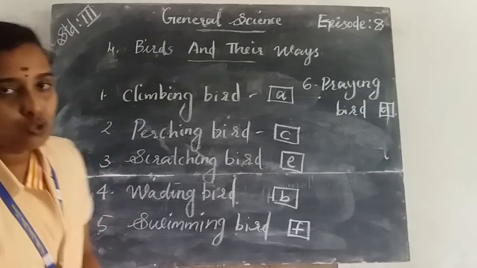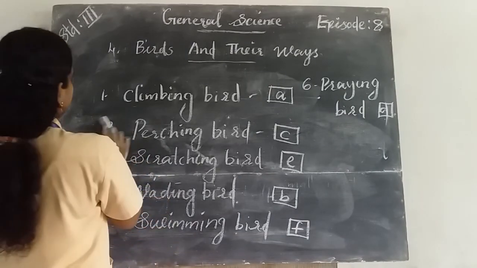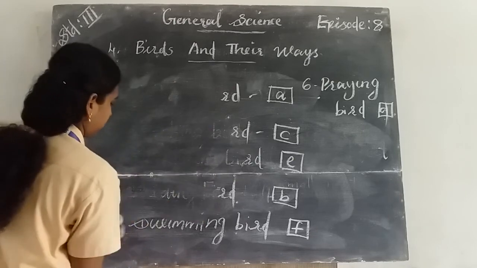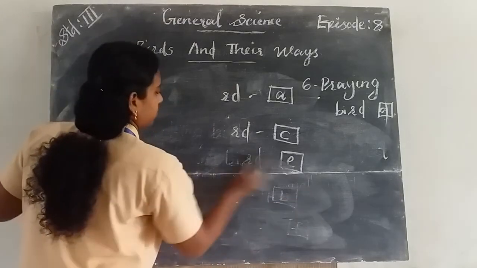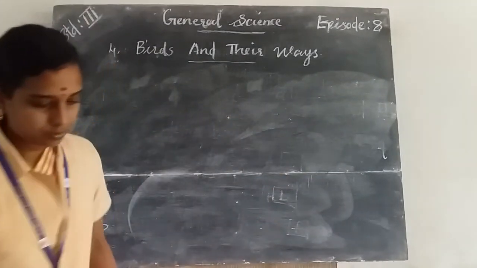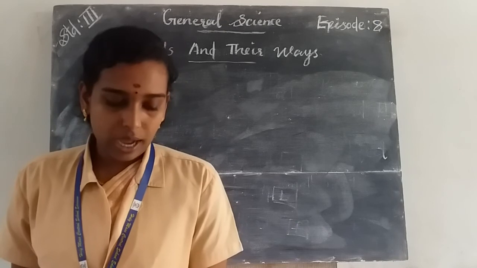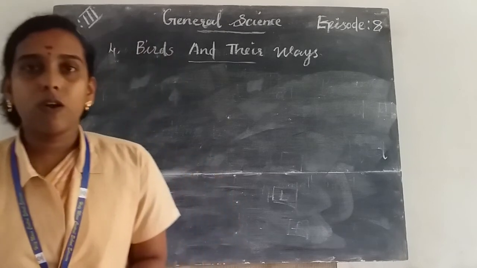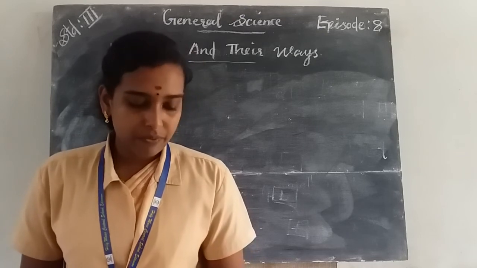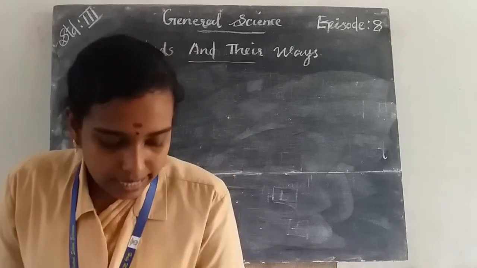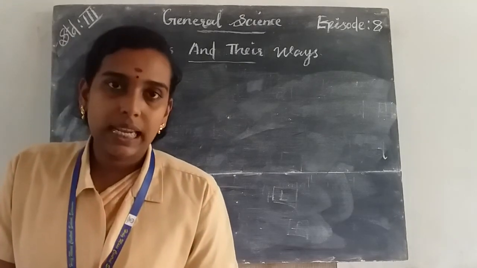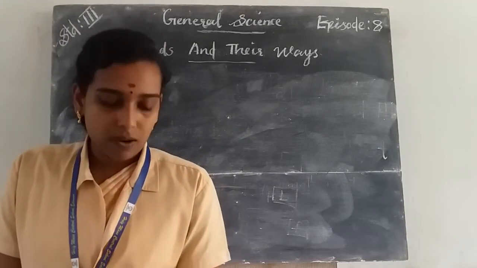Then next one is true or false. Write T for true and F for false in front of the following statements. Some statements are given. We want to identify true or false statements. First statement is birds always live in nest. It is true. Birds live in nest. So write T on the given box.